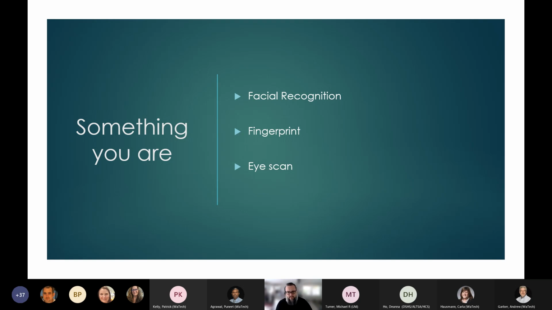One of them I've read about, I've never seen, but I think is a great idea is typing gait. So much like we walk differently, we all type differently. And so that can be measured. So those are all examples of things you are.